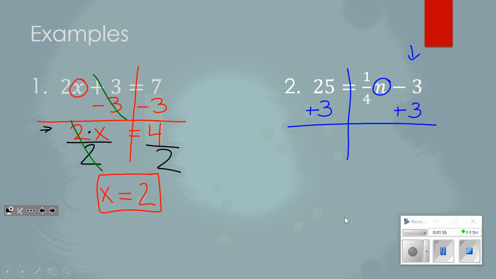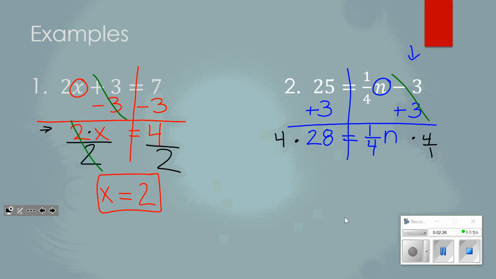Pick up our cancel pen and cancel out the 3's. 25 plus 3 is 28. Bring down the 1/4 n. We're still solving for n, so we're going to now multiply by the multiplicative inverse of 1/4, which is going to be 4 over 1. So we're going to times this side by 4 over 1. Times this side by 4.